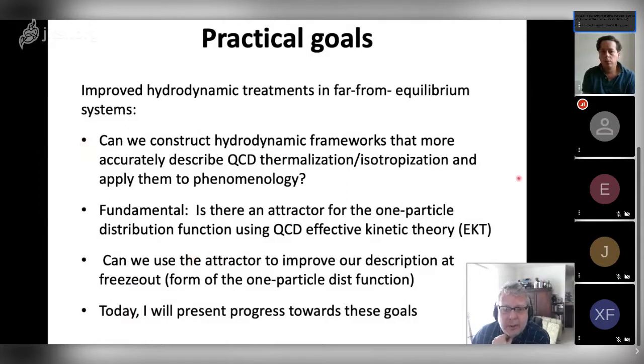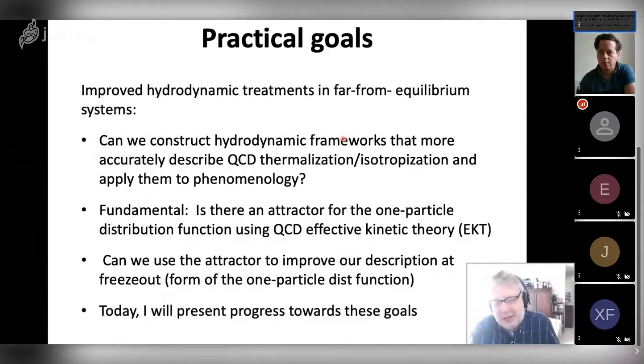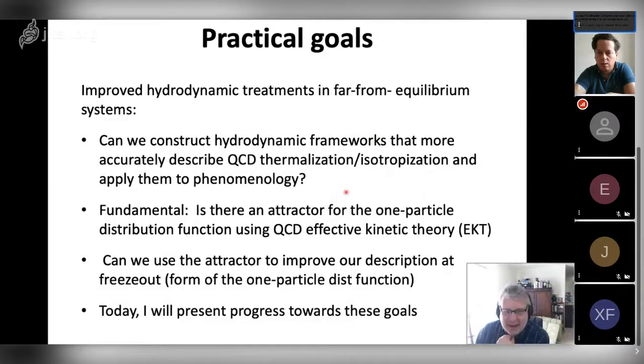So the overarching theme is, can we improve hydrodynamics in far from equilibrium situations? And today I'll focus on freeze out itself. Other people, including myself, are also trying to improve hydrodynamics itself. So that's improving the equations of motion to make sure they work better in regions where the inverse Reynolds number is quite large. That's anisotropic hydrodynamics, essentially.